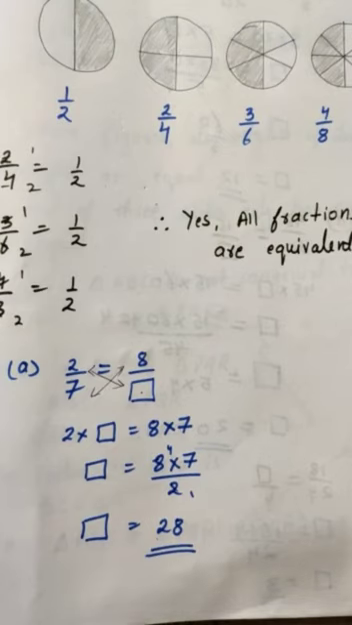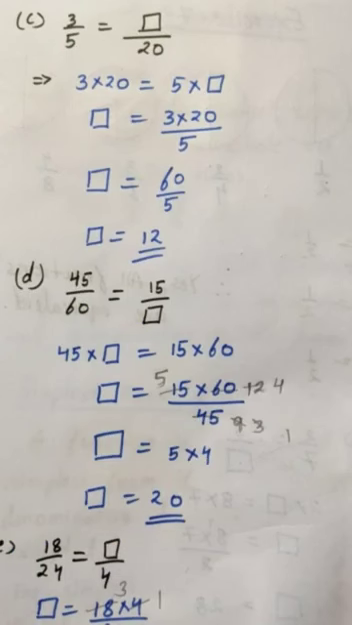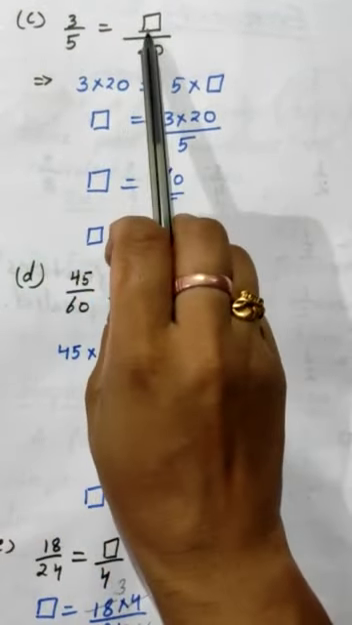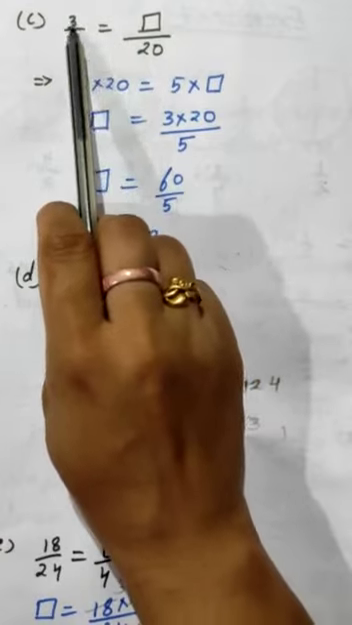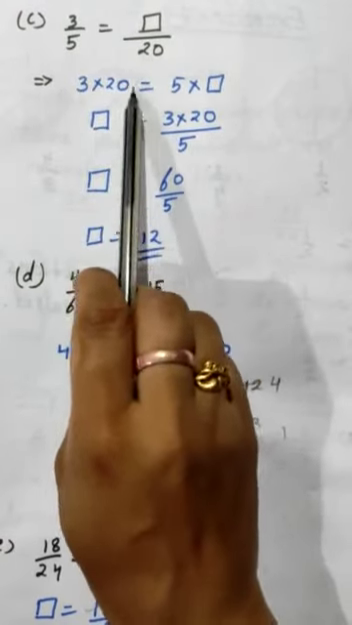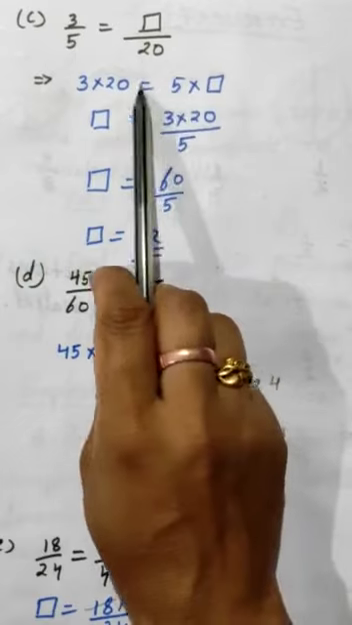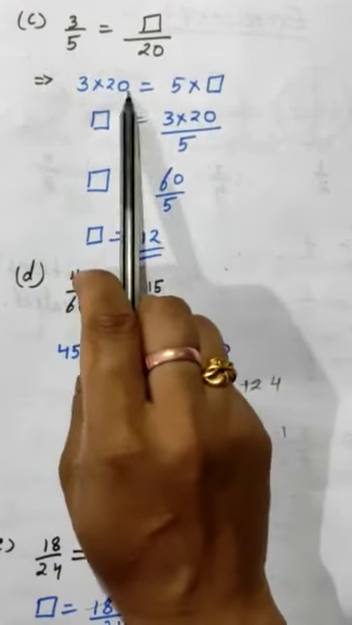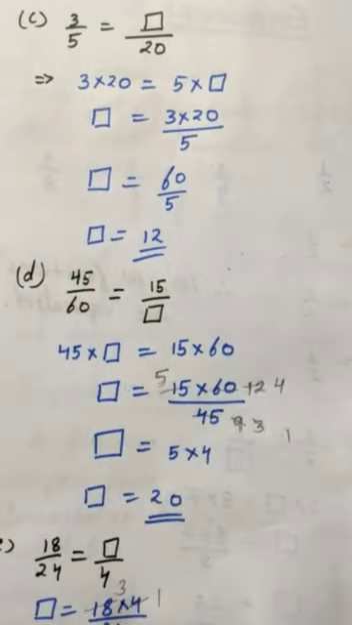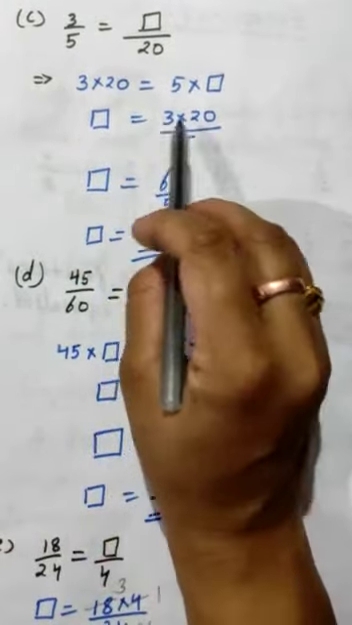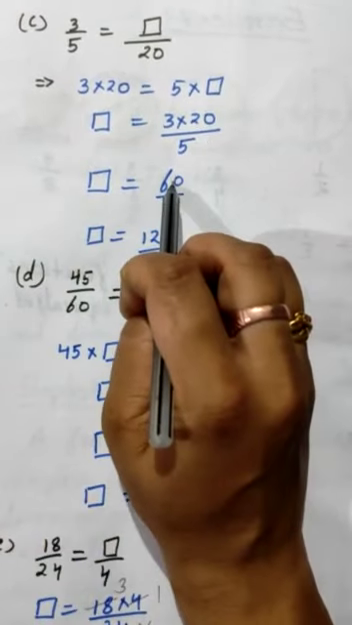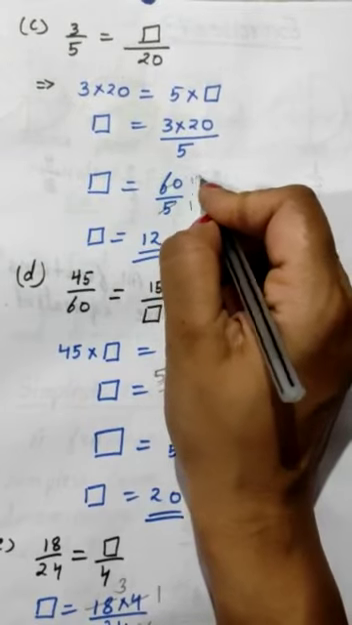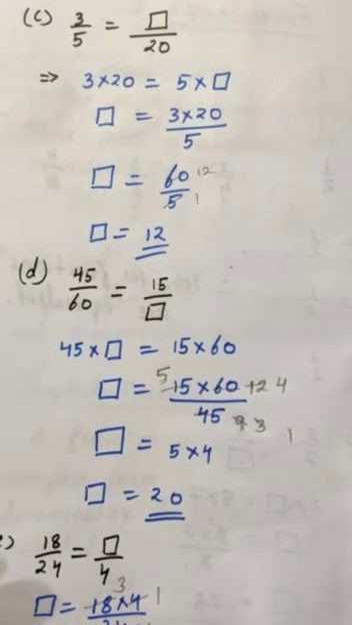We'll see a few more sums. Now you can see I have done a few more sums for you. This is 3 by 5 is equal to dash by 20. So again cross multiply. 3 into 20 is equal to 5 into the blank. Then 5 will change and come in the denominator. So 3 into 20 upon 5, and then you can cancel or directly multiply. 20 into 3 is 60. So 60 upon 5. 5 twelves are 60. So the value will be 12.